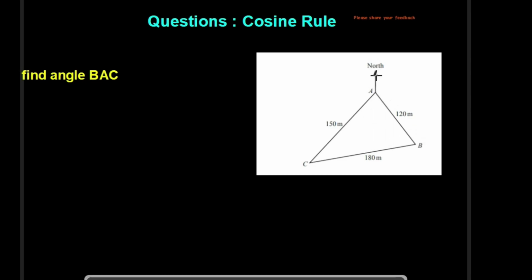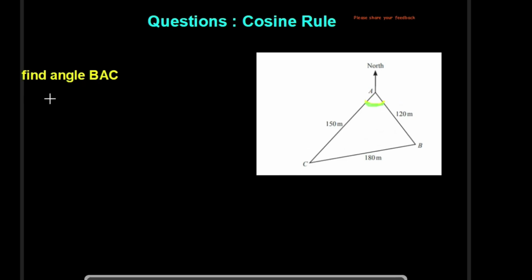ABC is a triangle. At A there is a north, AB is 120, BC is 180 and AC is 150 meters. They are asking to calculate the angle BAC, that means this angle. Now, three sides are given and we need one angle, right? There are not two sides and two angles, so we cannot use the sine rule here. We are going to use the cosine rule because there are three sides.